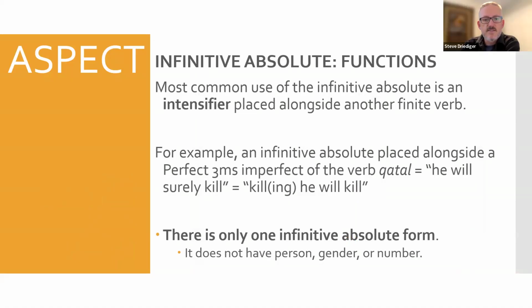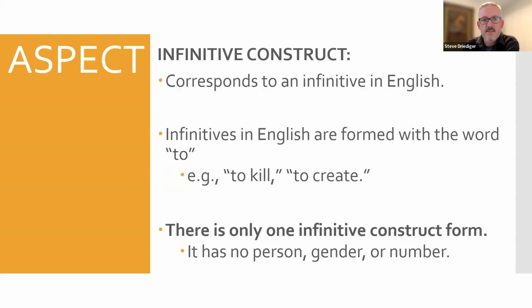Infinitive absolute functions. Again, we've been over this. It's most generally an intensifier that's placed alongside another finite verb. One of the ways of recognizing that intensification is perhaps with a word like surely: he will surely kill. Only one infinitive absolute form does not inflect for person, gender, or number. Infinitive construct, we've been over that; it generally corresponds to the way that we would use an infinitive in English.